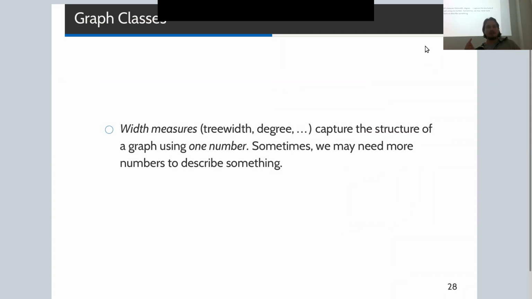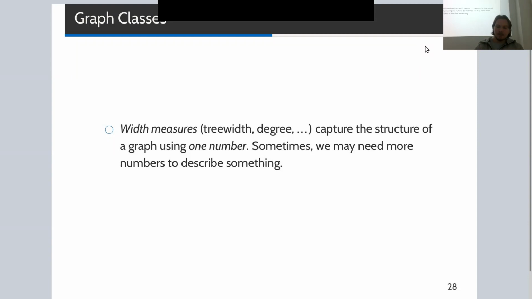In terms of tree width, the number that we associated with the graph was the tree width of a graph, and it's just one number. Similarly, we could say the degree of a graph is also just one number. But soon we will not only associate a single number with the graph, but we will need a sequence of numbers. And these sequences of numbers could be very long, they could even be infinite. And so a single number to capture the structure will no longer be enough.